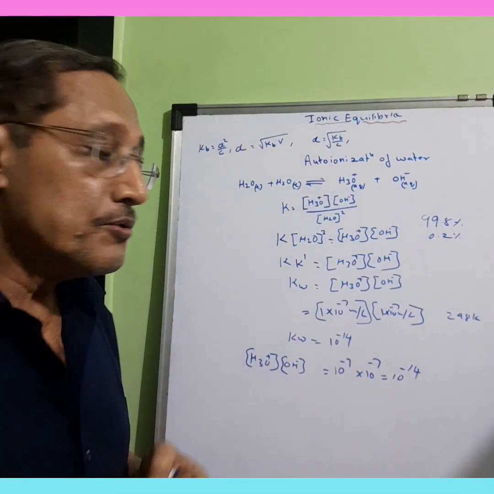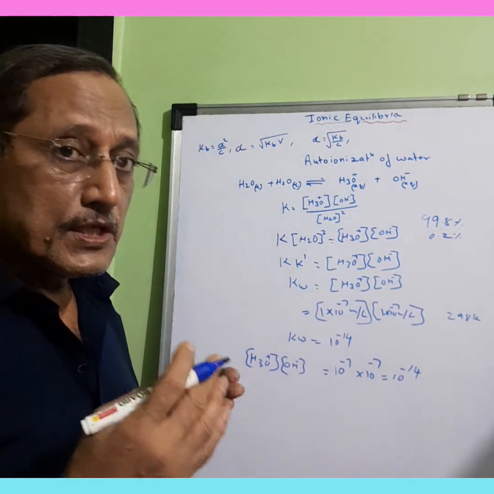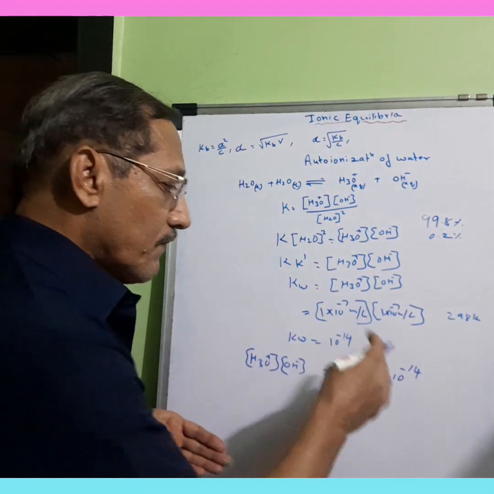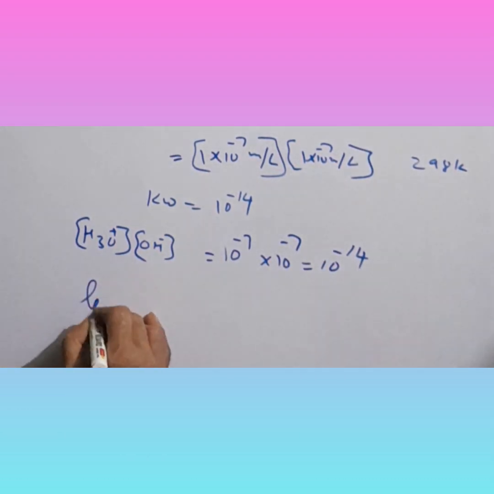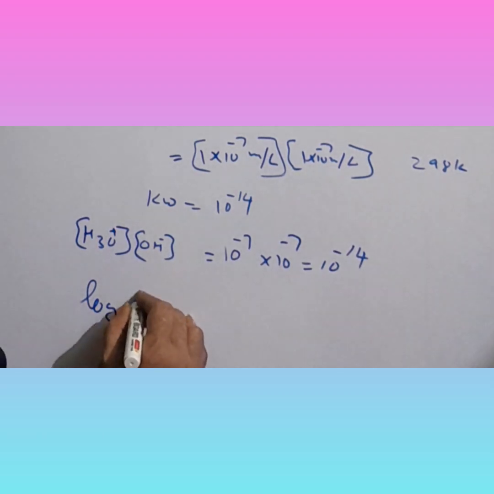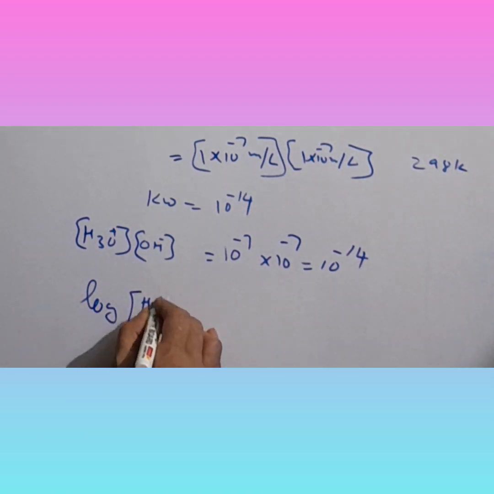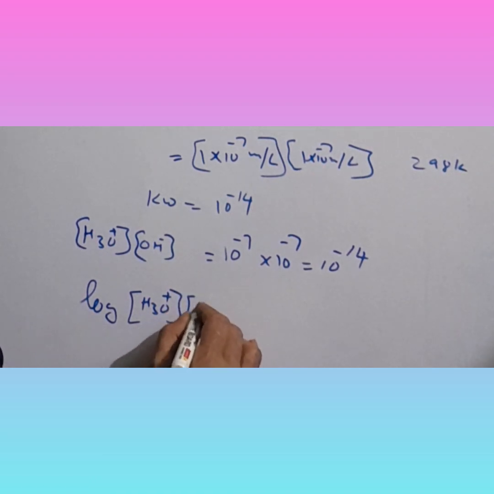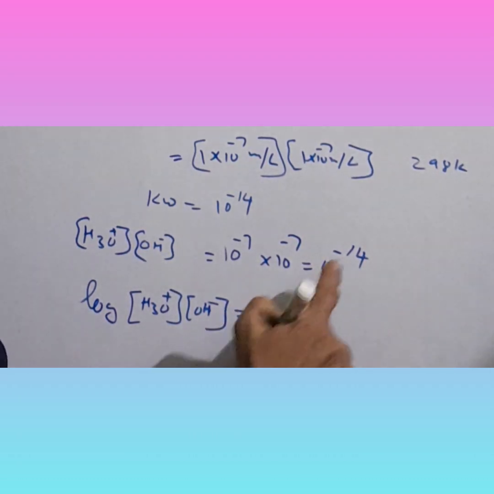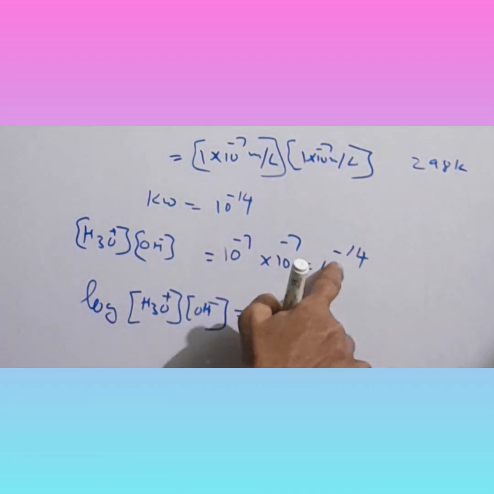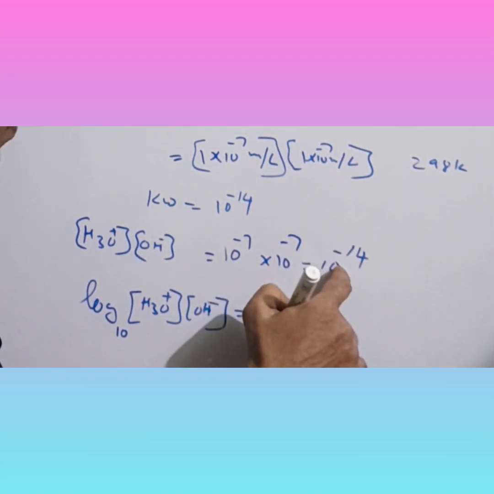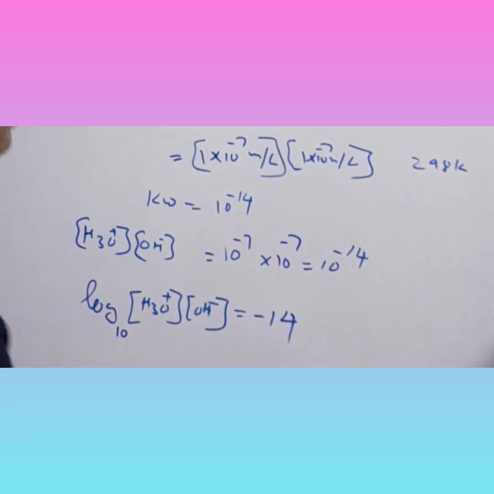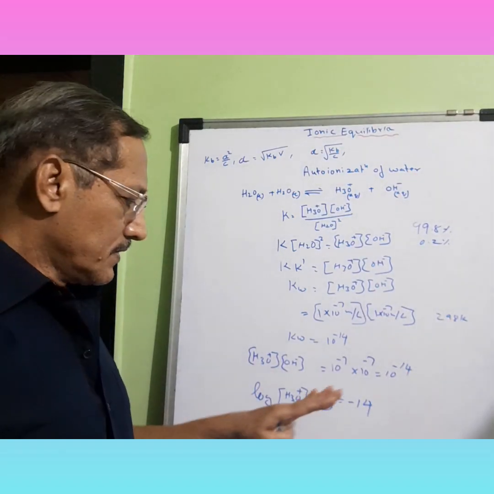So now I want to introduce log. Now we know the rule for log: when we put log, this comes down and this goes here. So I put log first, log of H3O plus times OH minus. Now I have introduced log, so I had already taught you that this comes down and this goes as base of 10, and this takes the place of 10, so it is minus 14. This is maths that we have learned a lot.